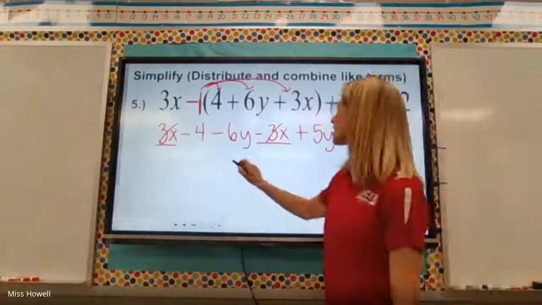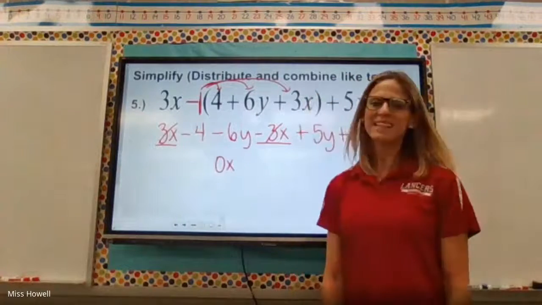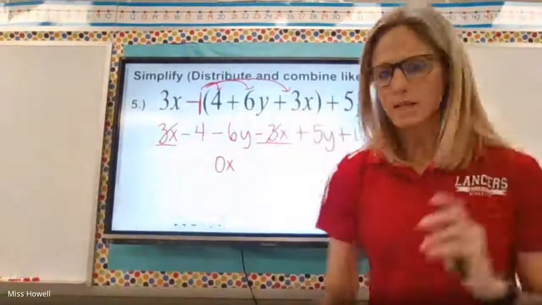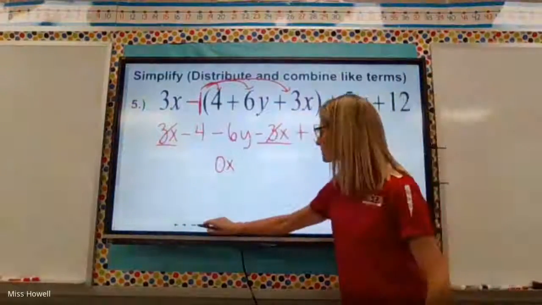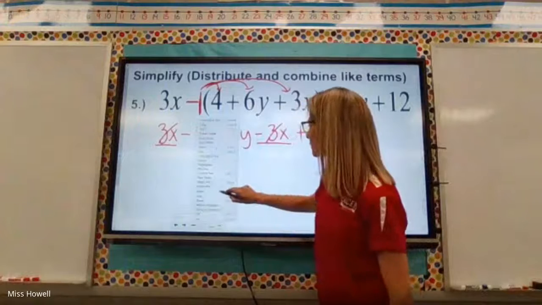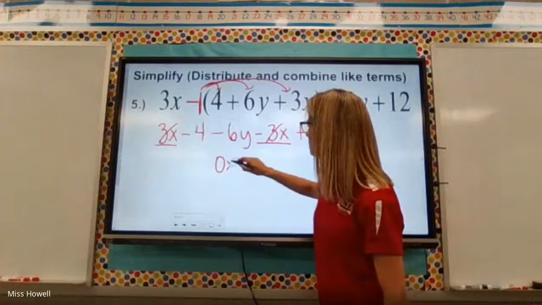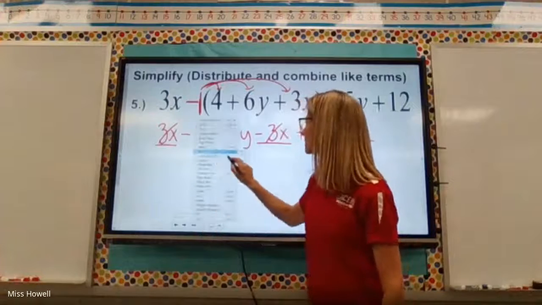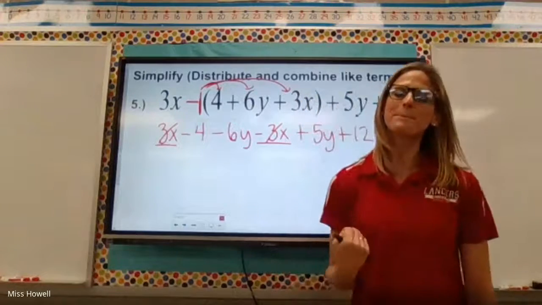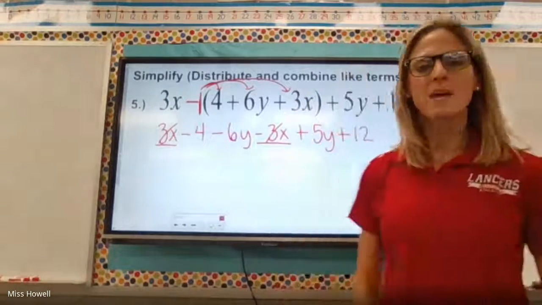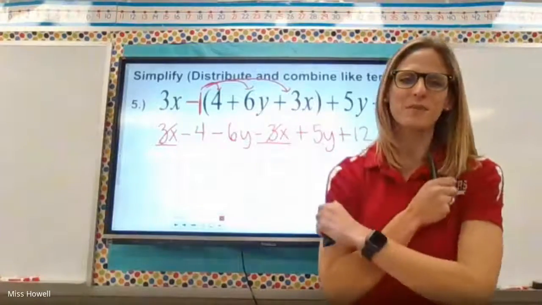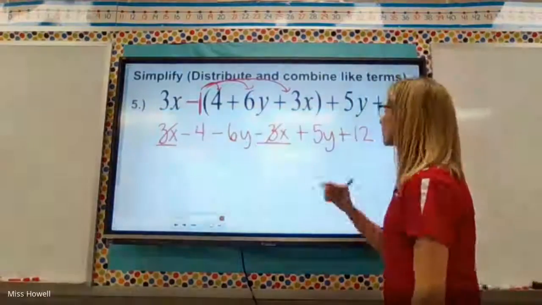Could I put 0x down here? Yes. 0 times anything, though, is just 0 or nothing. So the better version would be, I'm just not going to write that version. Right? I'm going to say this x part just canceled or eliminated and is no longer part of our simplified version. That would be the best way to write this problem. It wouldn't be wrong to have 0x, but I could write it a little bit more basic or simplified without it. All right, let's go to our y's.